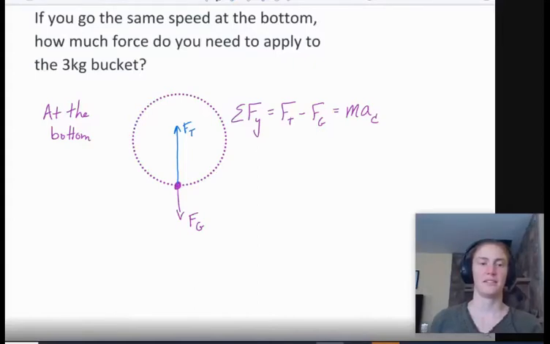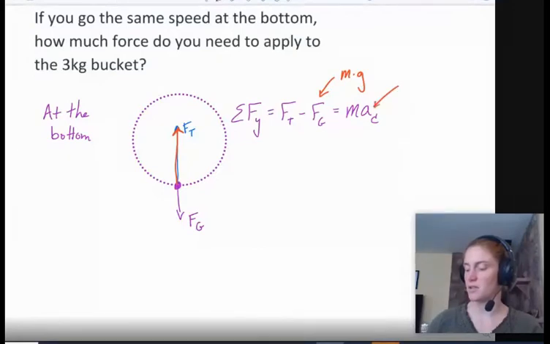So the second part of this says, if you go the same speed at the bottom, how much force do you need to apply to the 3 kilogram bucket? So for this one, I'm going to remember what we talked about before, that at the bottom, my gravitational force is going down and my tension is going up. Because I need to accelerate towards the center of the circle, my tension must be bigger than my gravitational force. And I'm going to remember that gravitational force is equal to m times g, and acceleration to go in a circle is v squared over r.